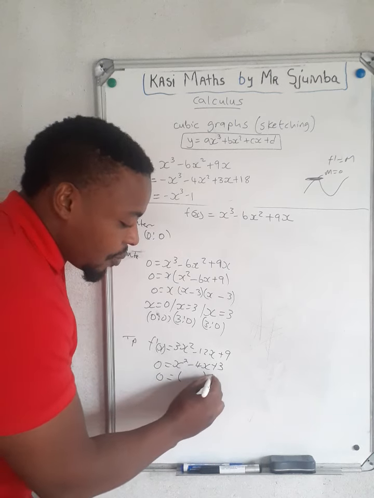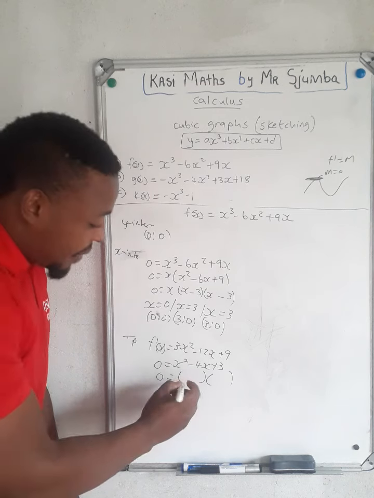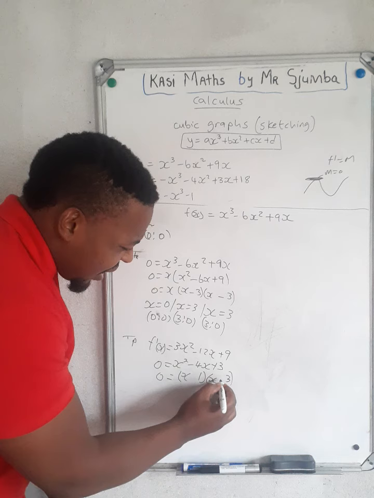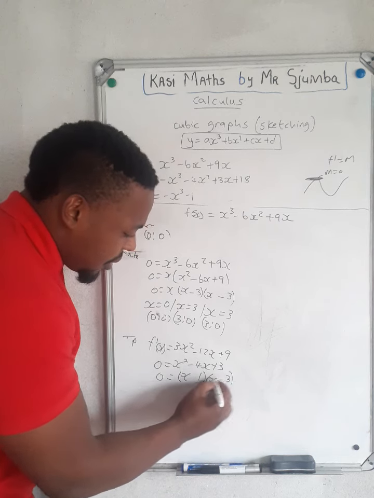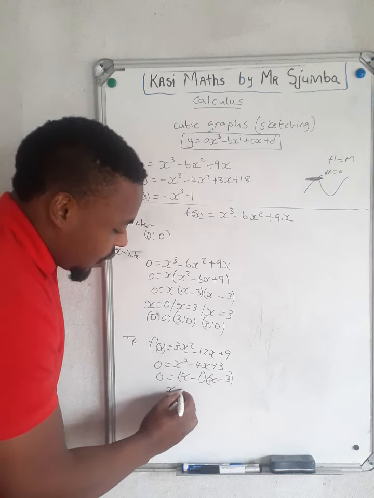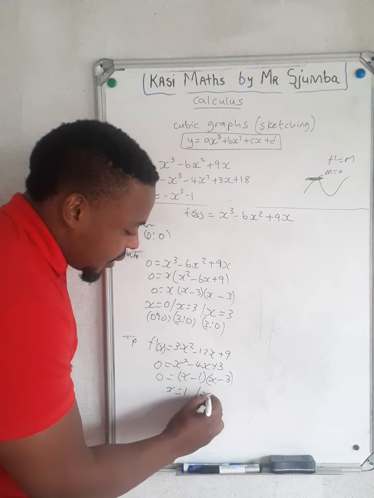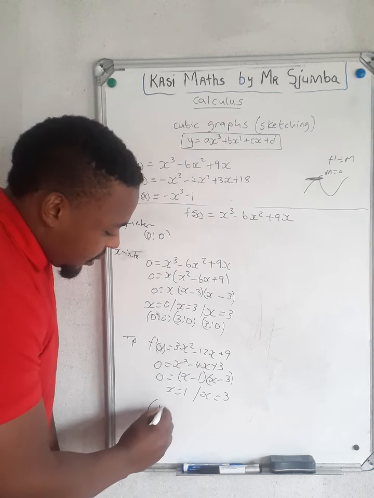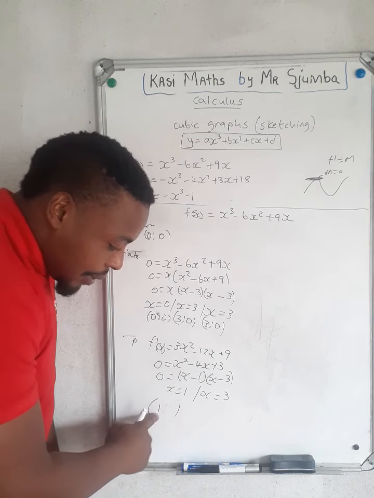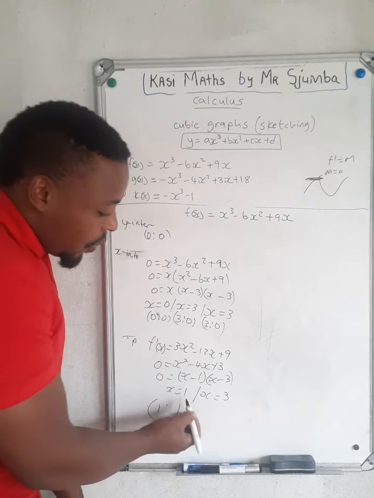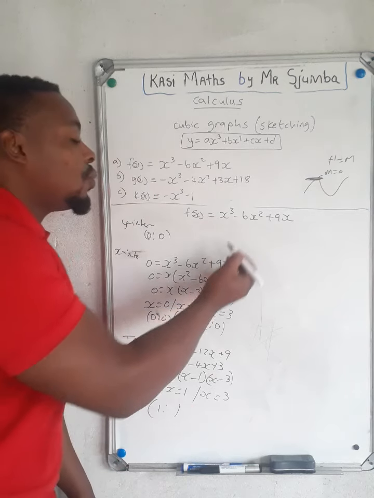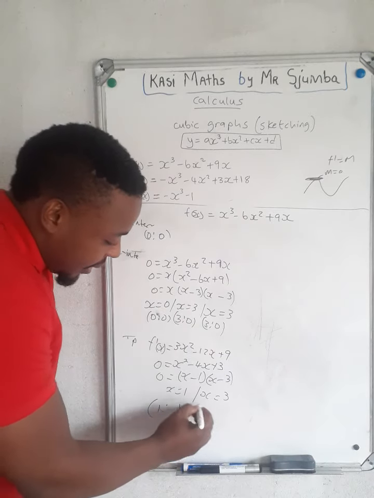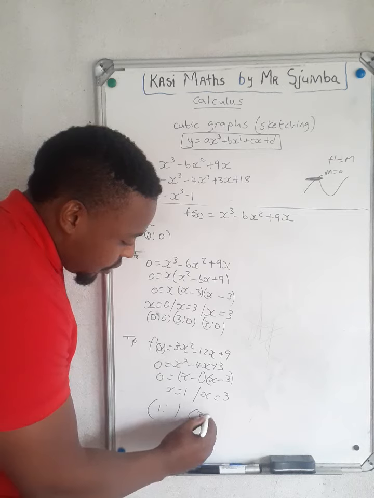Then we factorize, because it is faster. So we have x and x, we have 3 and 1, with a minus and minus. So our x values: x will equal 1 and then x will equal 3. Therefore, its turning point is 1 comma something. We have to take 1 and substitute into the original function. Then on the other side we have 3 comma something.